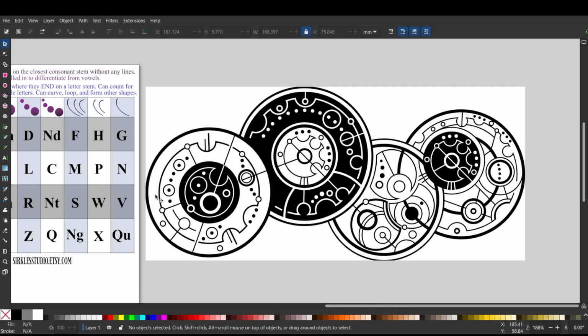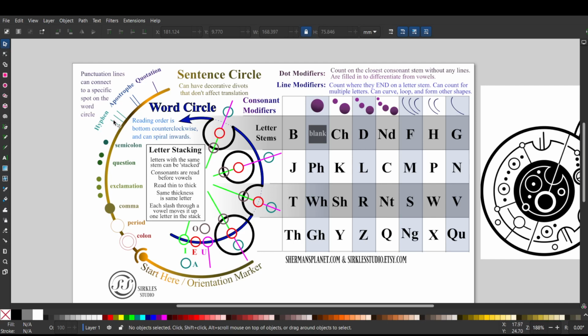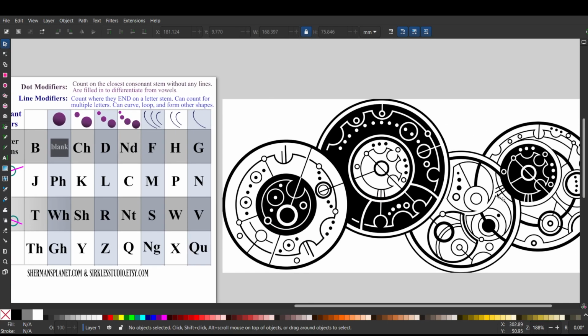Anyway, speaking of which, in your design you had a hyphen between your first and second words and then the last word for the other 3, but you didn't in this one. A hyphen on the sentence circle is 3 lines that are kind of parallel. So here's a hyphen here, here's the hyphen between these 2, and then here's another hyphen here.